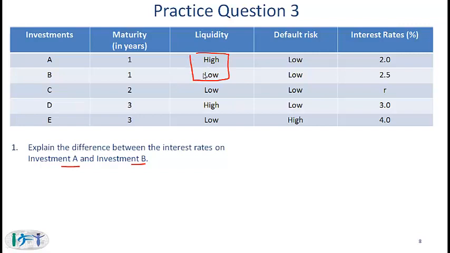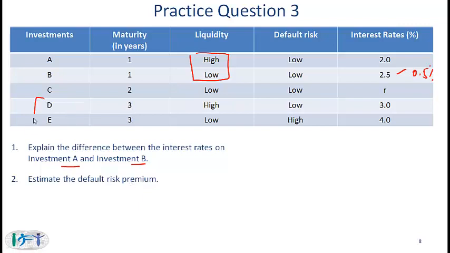Does it make sense that the return on B is higher? The answer is yes, because B has lower liquidity, and therefore investors will demand a higher return for investing in B relative to investing in A. That higher return happens to be 0.5%. So in our simplistic example here, 0.5% is the liquidity premium. Next question is estimate the default risk premium. And before you go on, try to solve this on your own.